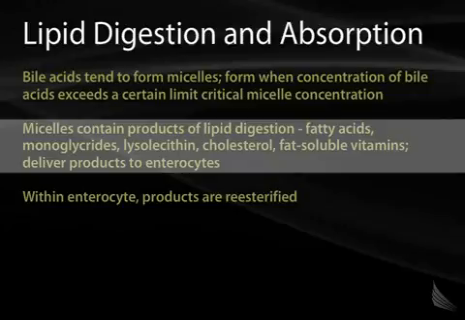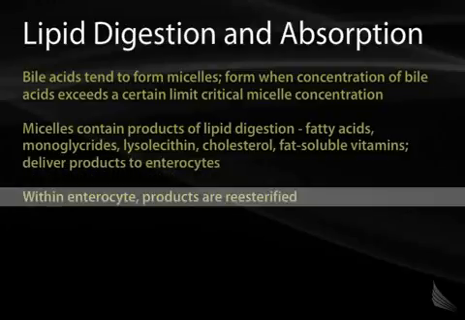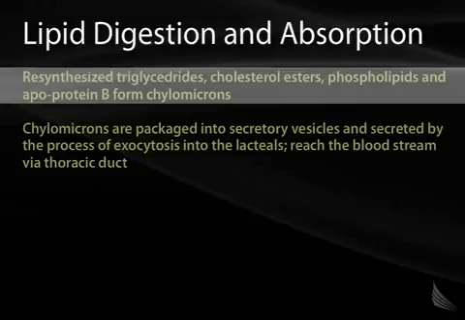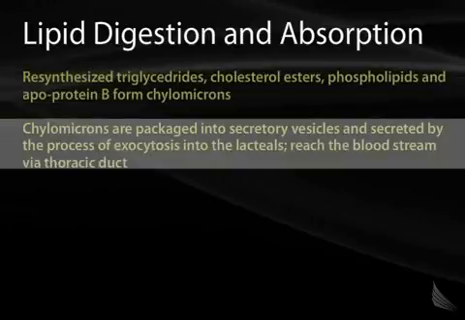And this product is delivered to the enterocytes, or the cells of the small intestine. Within the enterocyte, these products are re-esterified. In conjunction with cholesterol esters, phospholipids, and apoprotein B, these form chylomicrons. Chylomicrons are then packaged into secretory vesicles and secreted by exocytosis into the lacteals. They then reach the bloodstream via the thoracic duct.